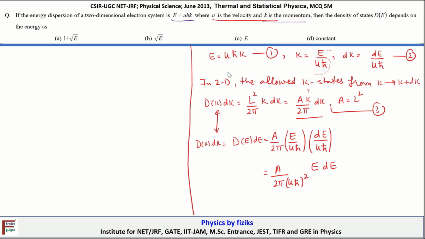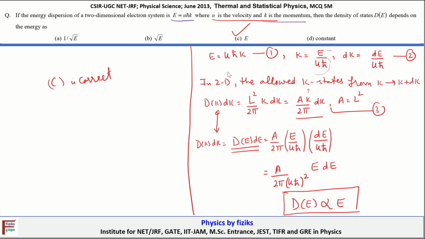So we notice that the density of states depends upon energy E, like this. It is proportional to E in 2 dimensions. So our correct option is C here. C is correct.